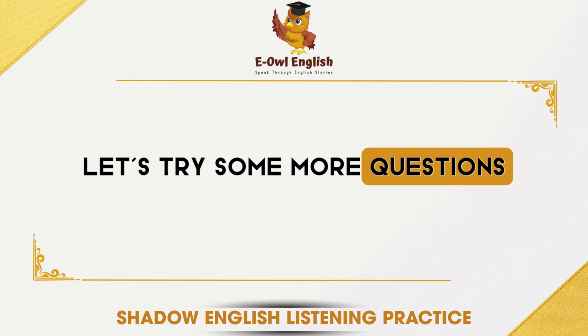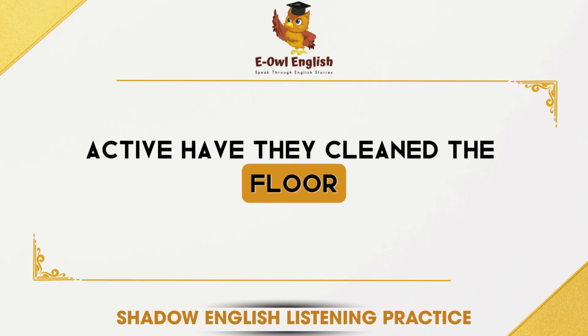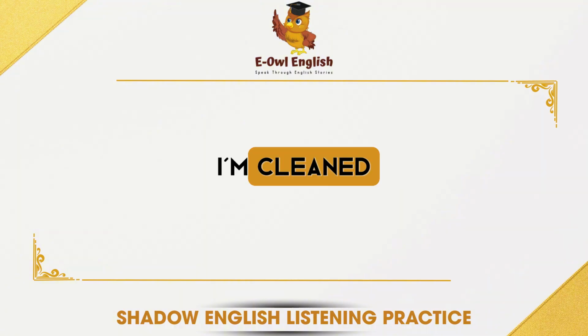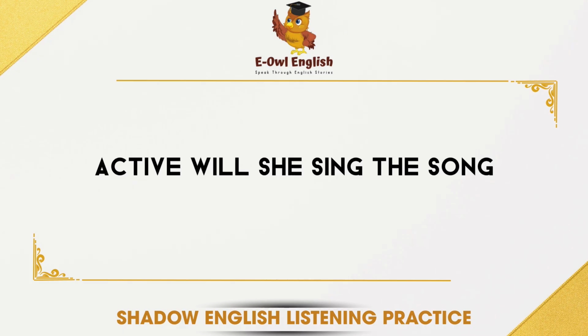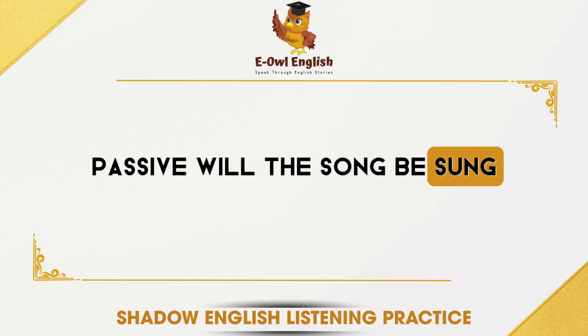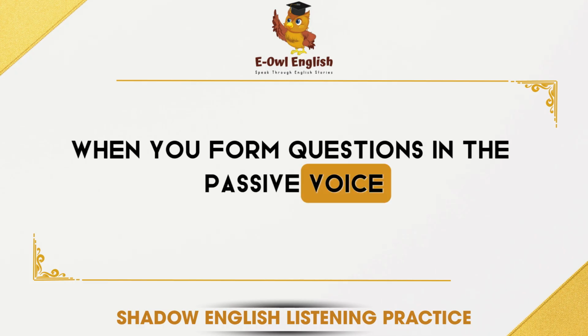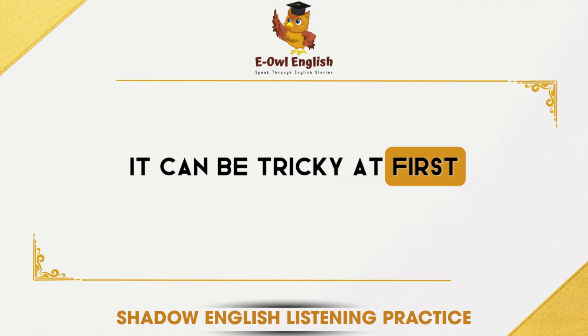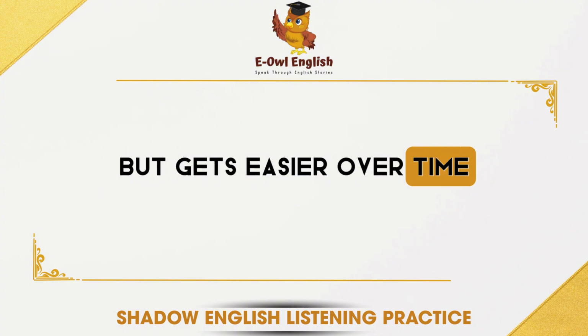Let's try some more questions. Active: "have they cleaned the floor?" Passive: "has the floor been cleaned?" Active: "will she sing the song?" Passive: "will the song be sung?" When you form questions in the passive voice, focus on correct word order and verb tense. It can be tricky at first but gets easier over time.